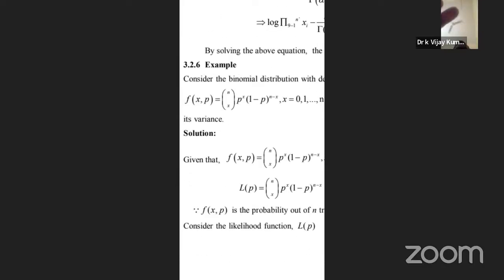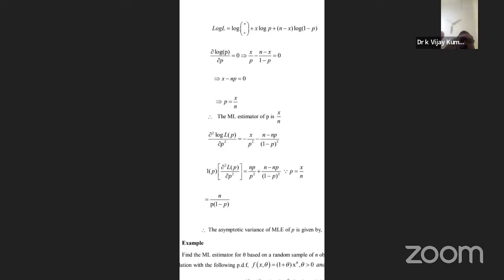Consider the binomial distribution with the density function f of x, p equals nCx p power x, 1 minus p power n minus x, x equals 0, 1, ..., n. Prove that the ML estimator of p is x by n and find its variance. For the solution, given that f of x, p equals nCx p power x, 1 minus p power n minus x, x equals 0, 1, ..., n. In likelihood also we take the same.